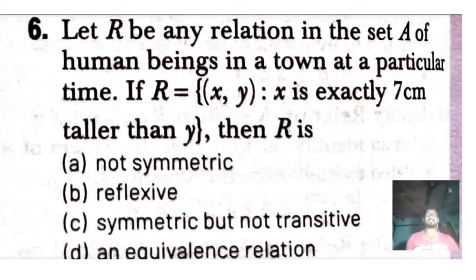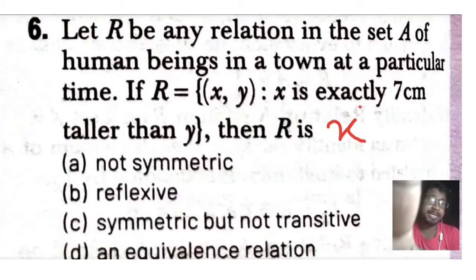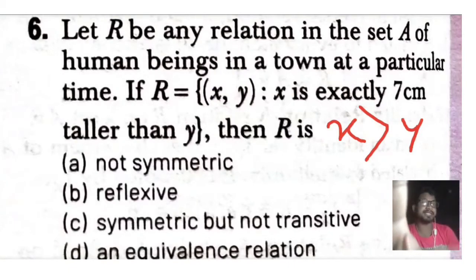Understood everyone? Now go to another question, question number 6. Let R be any relation in the set A of human beings in a town at a particular time, if R = {(x, y): x is exactly 7 centimeter taller than y}. So x is exactly 7 centimeter taller than y. That means x is greater than y. Okay. How much greater? 7 centimeter greater.